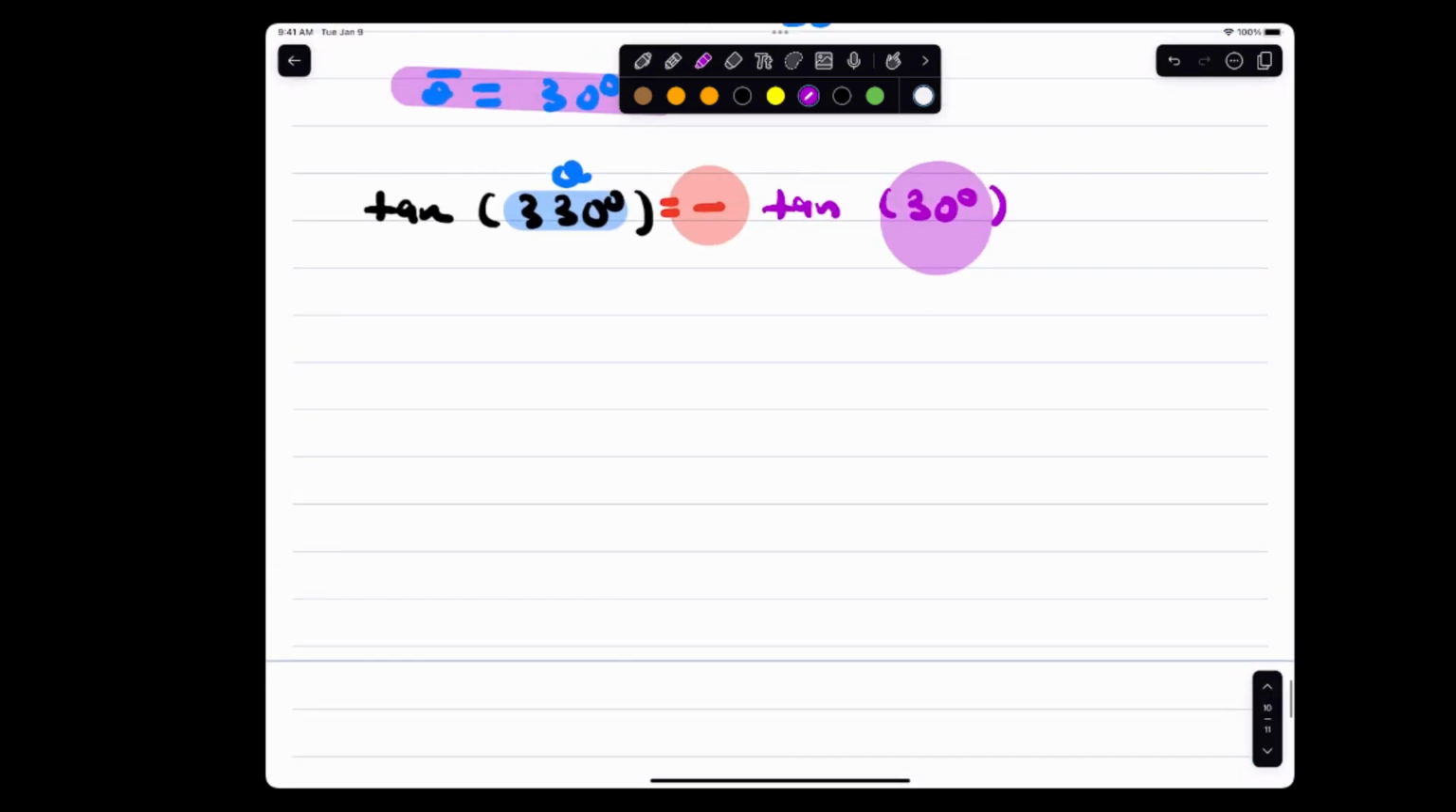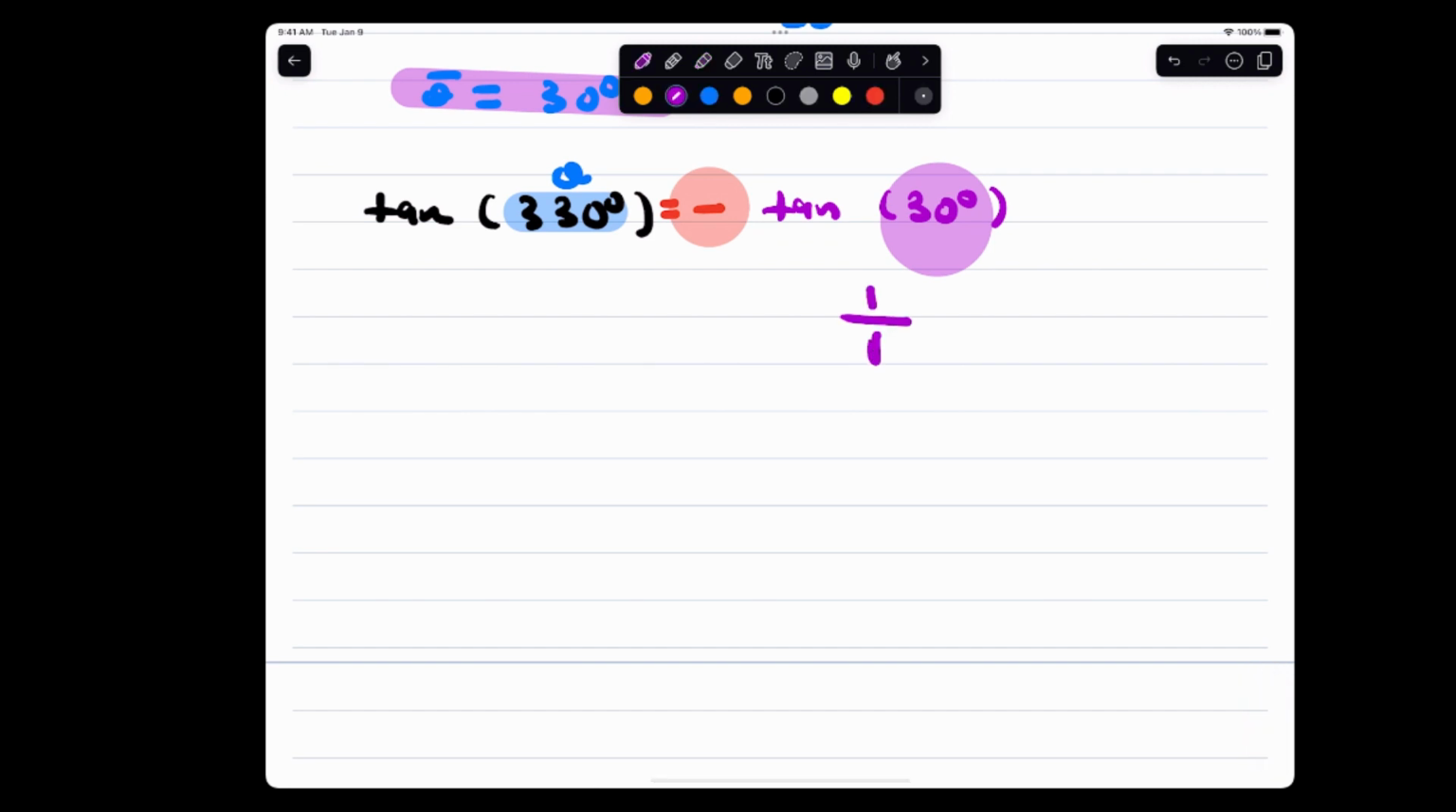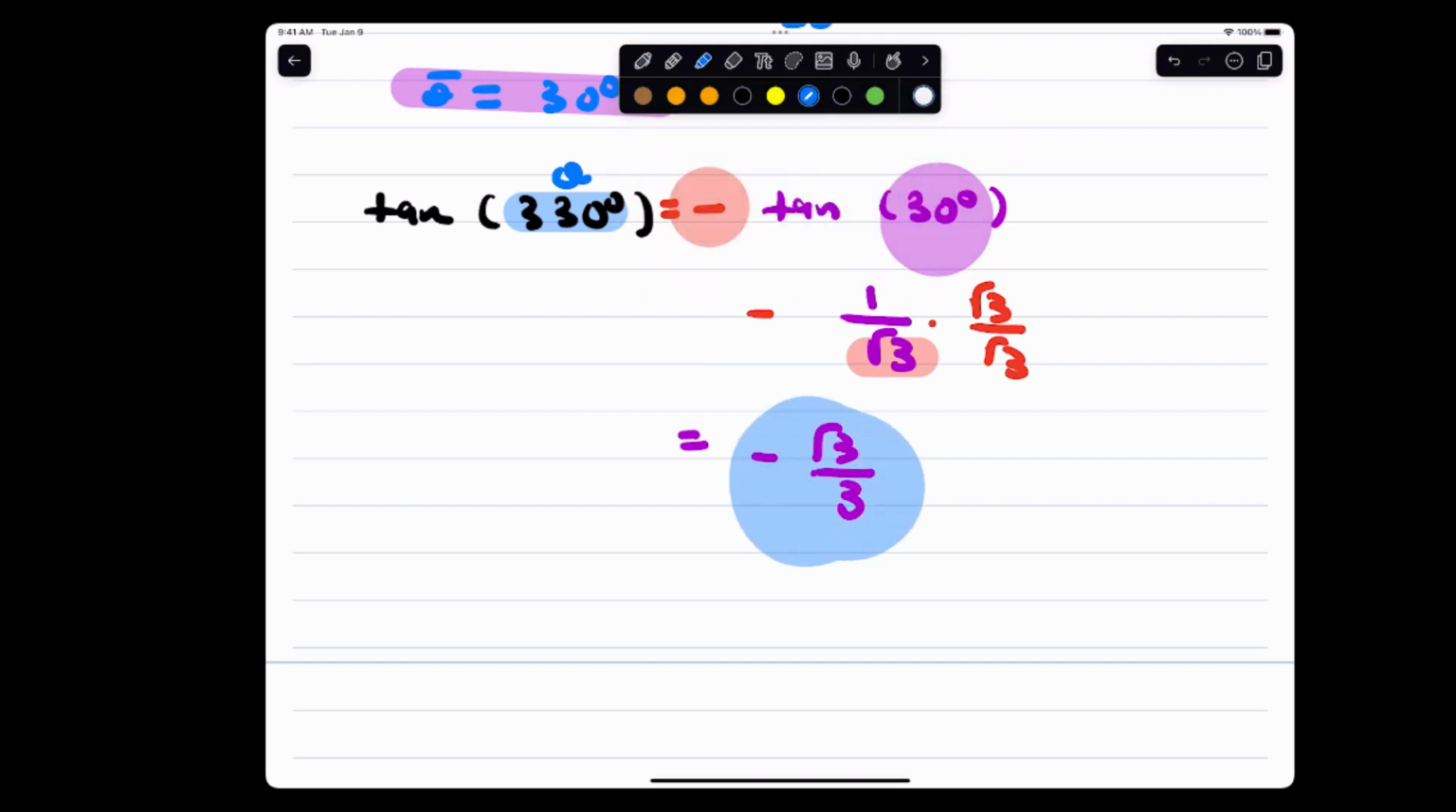So, let's do every detail. This is 1 over the square root of 3. Yes, it's negative. But you're going to now have to do what now? Rationalize the what? Denominator. Square root of 3 over square root of 3. Which gives you, what does that give you? Yeah, minus square root of 3 over 3. Okay, you guys okay with that?